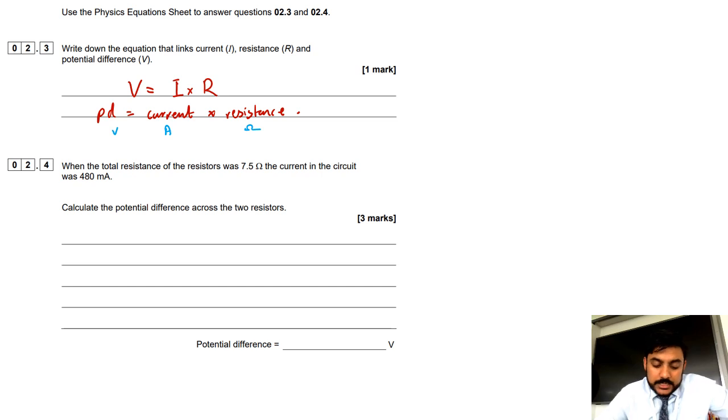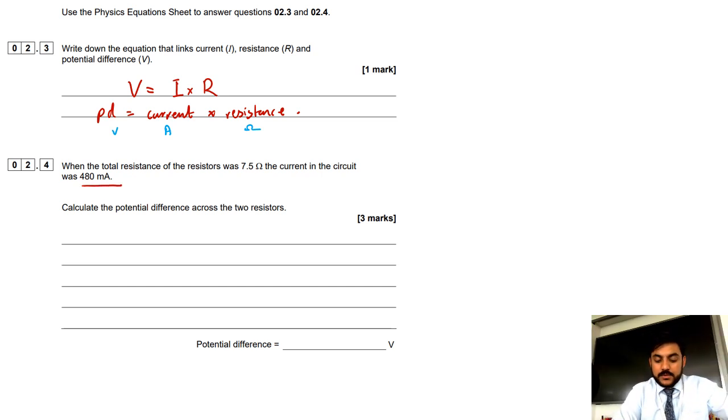When the total resistance of the resistor was 7.5 ohms, the current in the circuit was 480 milliamps. Calculate the potential difference across the two resistors. I'll say it again. When the total resistance of the resistors was 7.5 ohms, the current in the circuit was 480 milliamps.